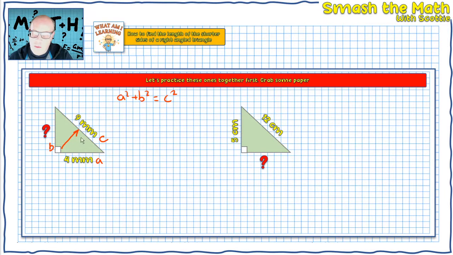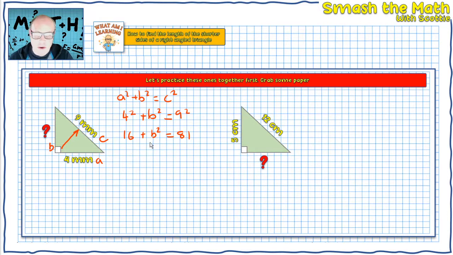Okay? Right, so now we're going to substitute in what we know. So we know what A is. A is 4, so it's 4 squared plus B squared, we don't know what B is, so that's what we're trying to find. And then C squared is 9 squared. Okay, so let's work out what we've got so far. So we've got 4 times 4, which is 16, plus B squared equals 9 times 9, which is 81. Okay, remember, you've got your calculator. You can put those into your calculator if you need to.